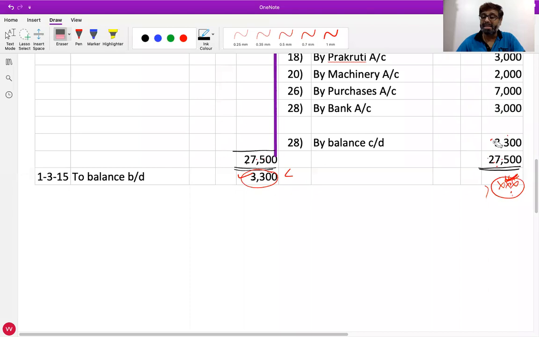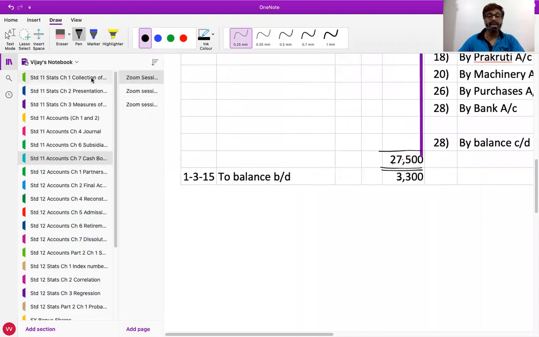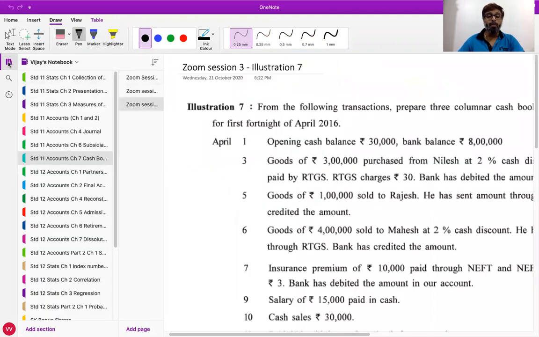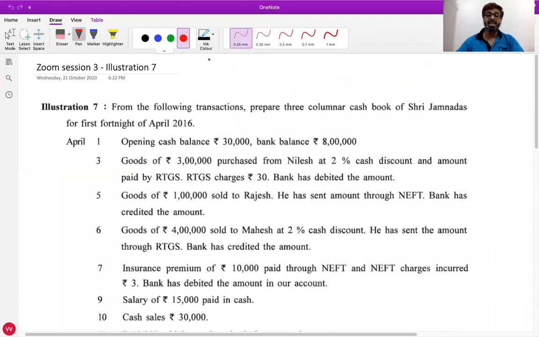Bank balance comes on the debit side because receipts are more than payments. And bank overdraft comes on the credit side because payments are more than receipts. Is everyone clear with this? Anyone else who is not clear with this concept? More notes we will write after we finish the question.